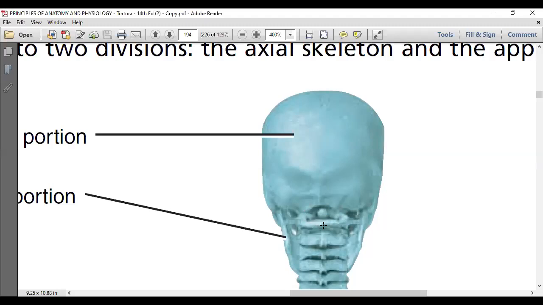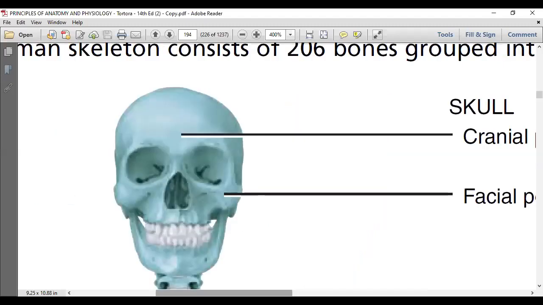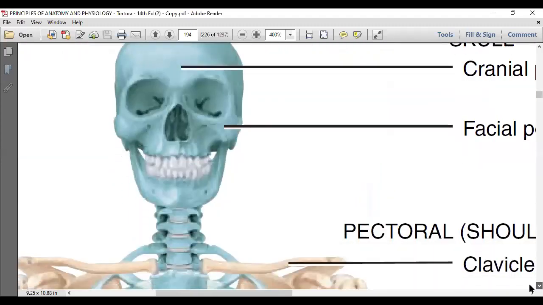Between the atlas and axis, what do you call that joint? That is a pivotal joint. Atlas and axis, pivotal joint. So that's our work over. Now let us try to recognize all the other joints also.